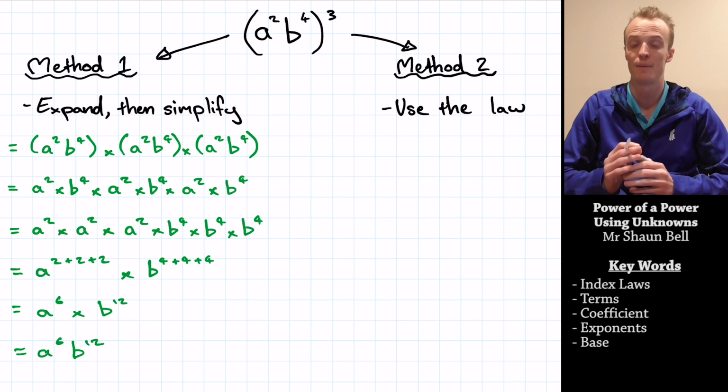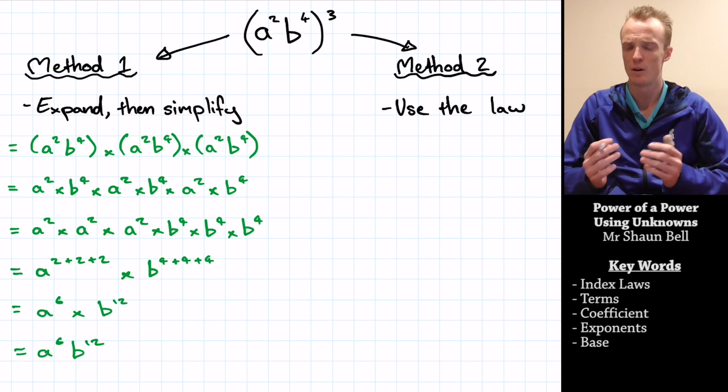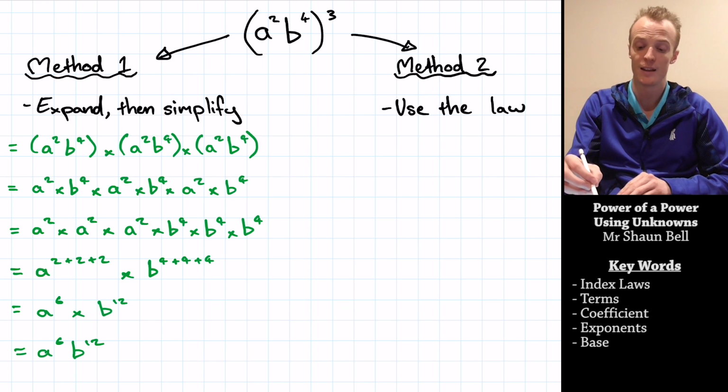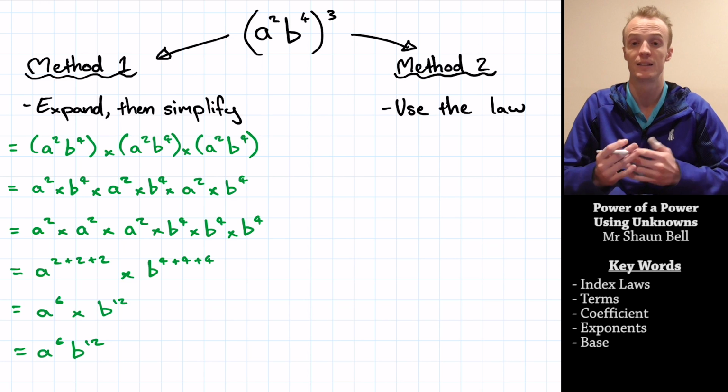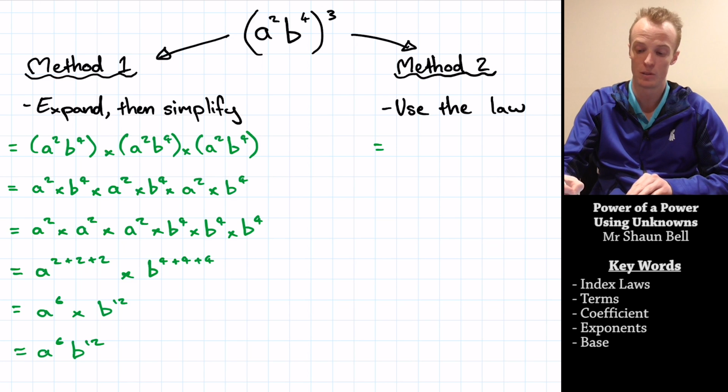Okay, so let's have a look at what happens when we use the law. The law says that when we're raising a power to another power, we keep the base but we multiply the exponents. In this case, 2 different powers are being raised to the same power, so we keep the base of each but we multiply the exponents of each. So that is going to be equal to a to the power of 2 times 3, multiplied by b to the power of 4 times 3. This of course is equal to a to the power of 6 times b to the power of 12.